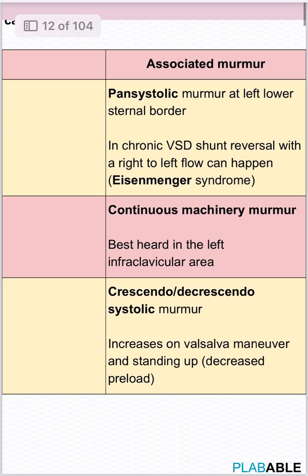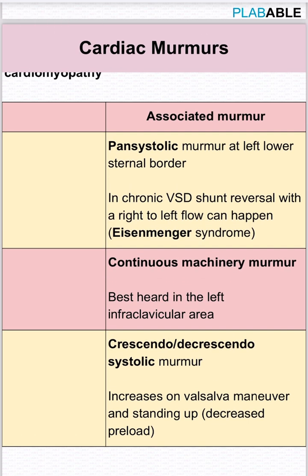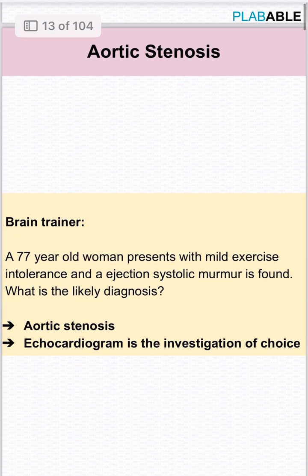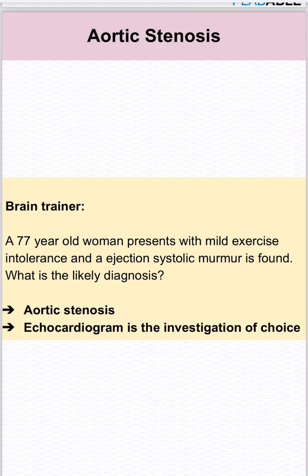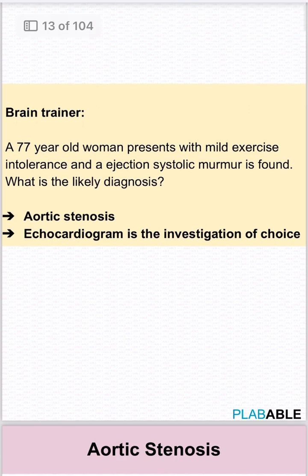You can do this by listening to this video at your required video speed. Here is a scenario on aortic stenosis. A 77-year-old woman presents with mild exercise intolerance, and an ejection systolic murmur is found. What is the likely diagnosis? It is aortic stenosis, and echocardiogram is the investigation of choice. Mild exercise intolerance and an ejection systolic murmur are seen in aortic stenosis.